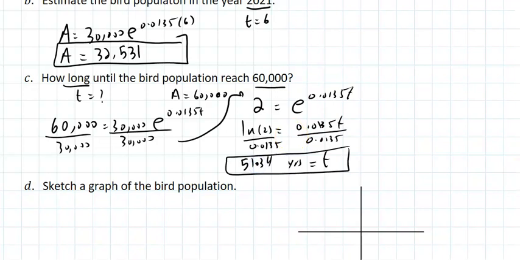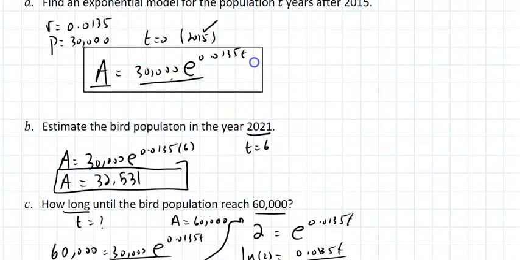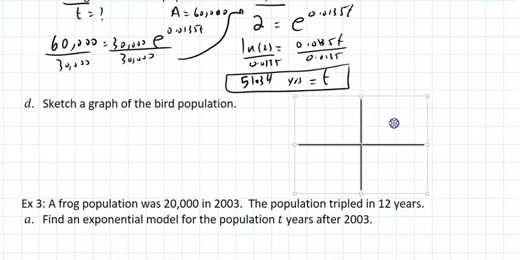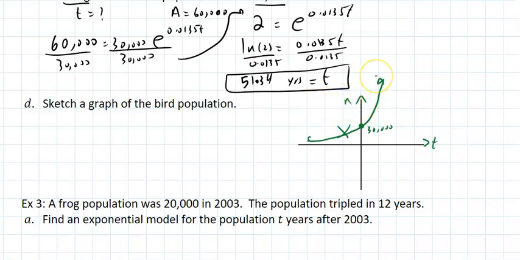Sketch a graph. Again, there's the graph. The graph is supposed to pass through all of these graphs look the same. Of course, you ignore that. This is 30,000. This is time in years, and this is the population, N or A, whatever you want.